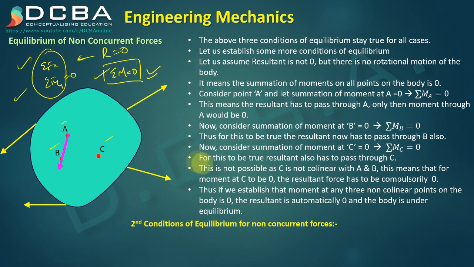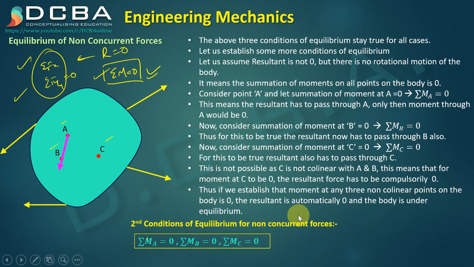So this is the second set of conditions of equilibrium that we have learnt now, that summation of moment at any three non-collinear points has to be equal to 0, right? Then we can say that the entire system has attained an equilibrium.